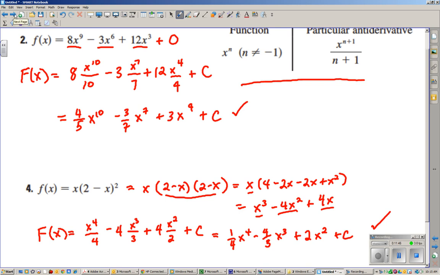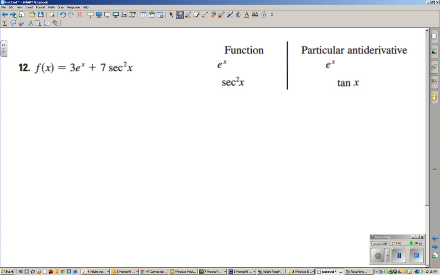Now, let's look elsewhere in the table. And number 12 gives us a couple of different things to look at. The antiderivative of e to the x is, as you might expect, e to the x. If the derivative of e to the x is e to the x, I think it makes sense that its reverse, the antiderivative of e to the x, must be e to the x. And this one, although it looks a little strange, the antiderivative of secant squared must be tangent x. Why? The derivative of tan x is sec squared x.